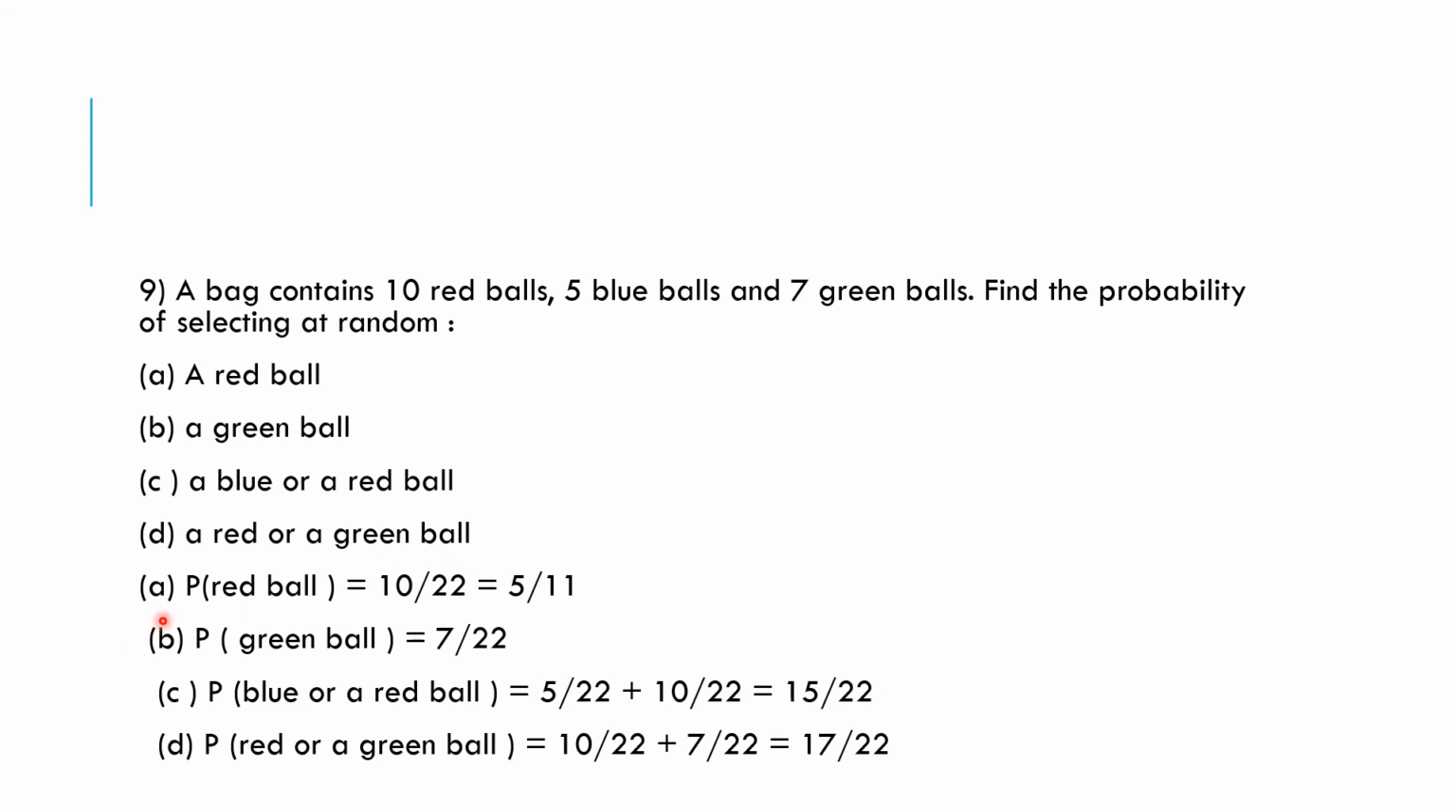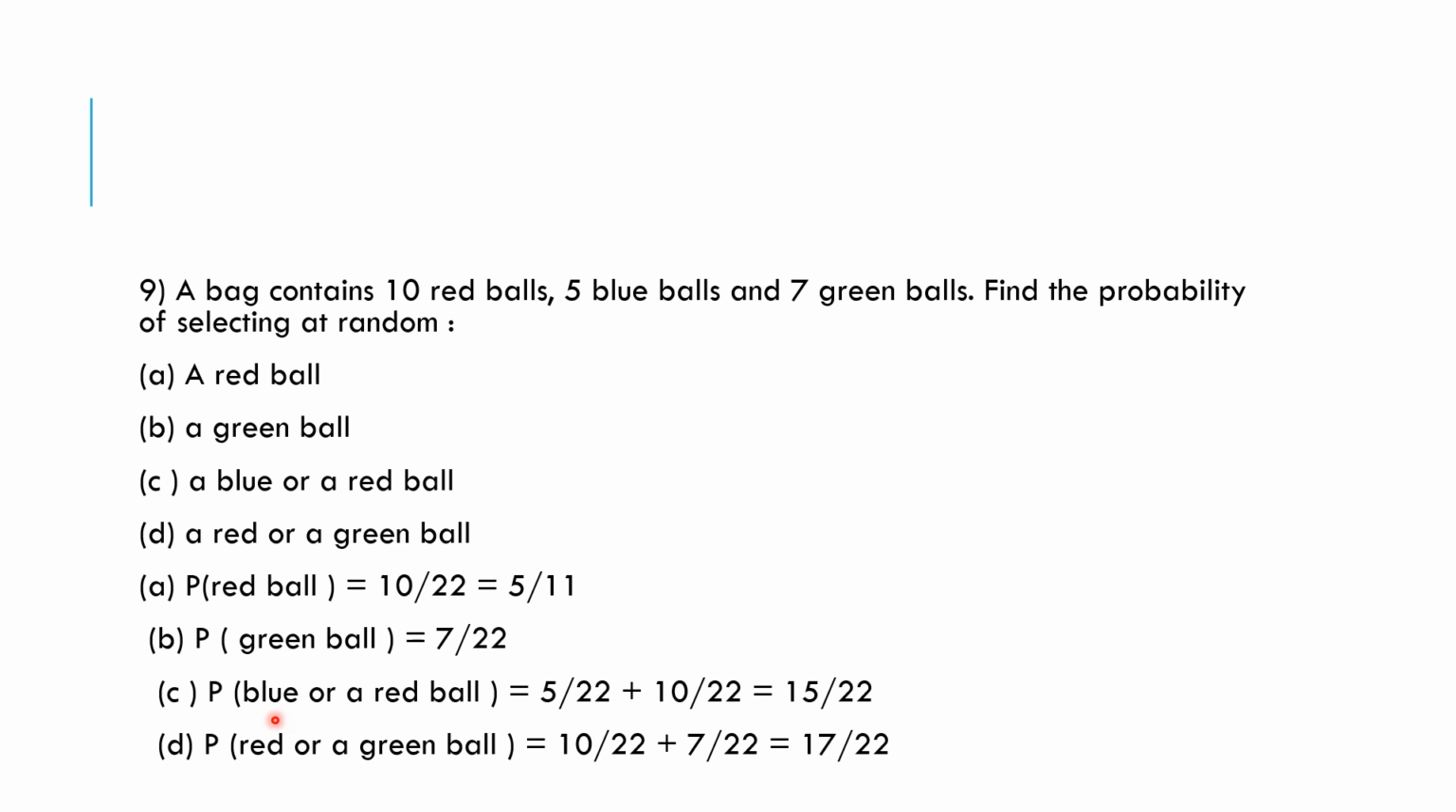Okay, so the probability of obtaining a red ball is 10 over 22, since we have 10 red balls and the total number of balls is 22. Simplified, it is 5 by 11. And the probability of obtaining a green ball is given by 7 by 22, since we have 7 green balls and the total number of balls is 22.